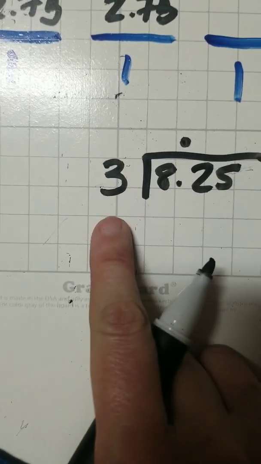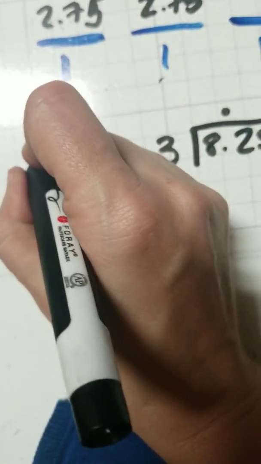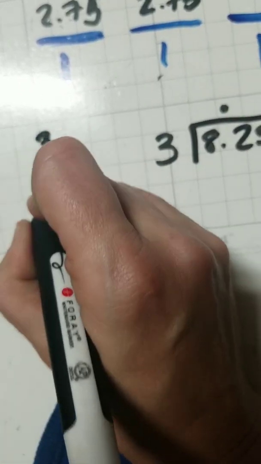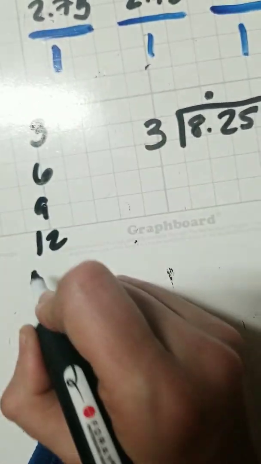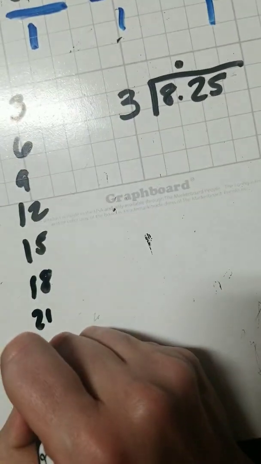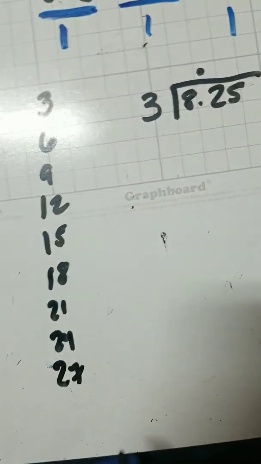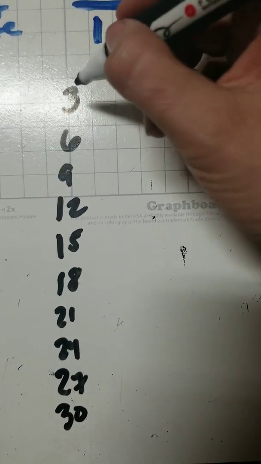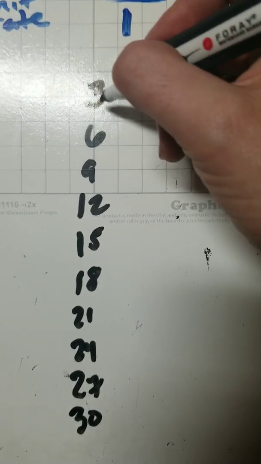So if I have 8 and I want to make groups of 3, all you can do, if you don't know your multiples of 3, is just skip count by them. So we have 3, 6, 9, 12, 15, 18, 21, 24, 27, 30. And all I'm doing is taking 3 and then just adding 3, because 3 has 3 little points on it that make up that number. So then I just count the points again.